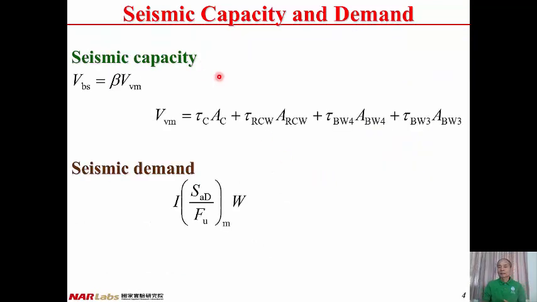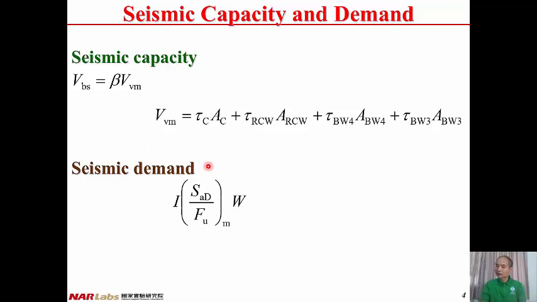Capacity. Capacity is obtained from the vertical members. And the summation, the sum of lateral strength of the vertical member can be obtained from the cross-sectional area of the corresponding vertical members, including reinforced concrete column, reinforced concrete wall, four-side bonded brick wall, and three-side bonded brick wall. Once we have VVM, and it is reduced by a factor beta, then we have the base shear strength of the structure, VBS. That's the capacity of the building.